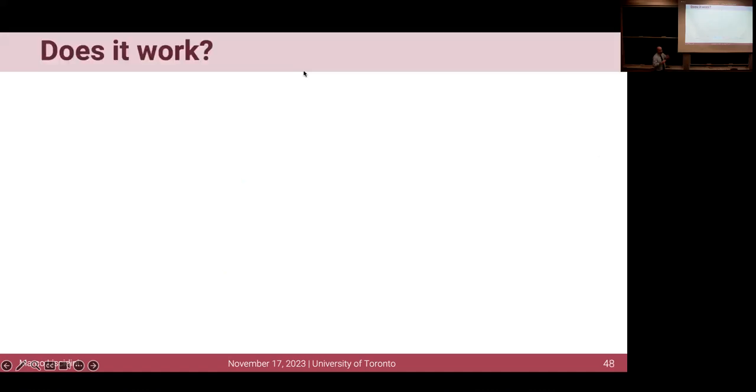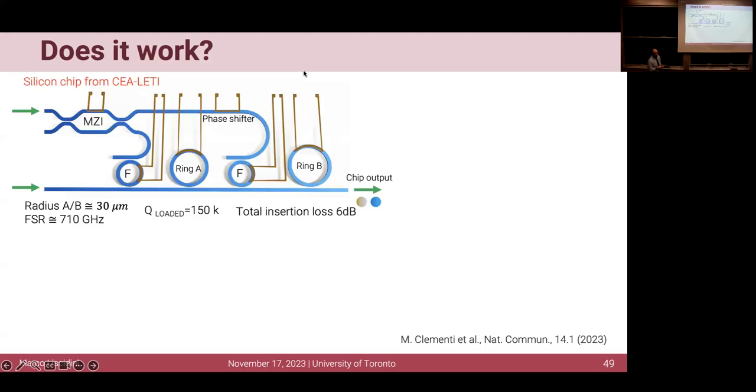Now, does it work? Because so far it's theory. I'm lucky because I can collaborate with very bright experimentalists. Of course, one is here, like Ephraim, but also in Pavia, we have people. So we designed, and asked our collaborator at CLAT in France to build, the silicon photonics integrated circuit, which is exactly this design. Just to give you the numbers: the radius here is 30 microns, the loaded quality factor is 150K, the total insertion loss of the chip is 6 dB, and the free spectral range is 710 gigahertz. So for each ring, doing frequency bin with one of these rings would be possible with an electro-optical modulator.